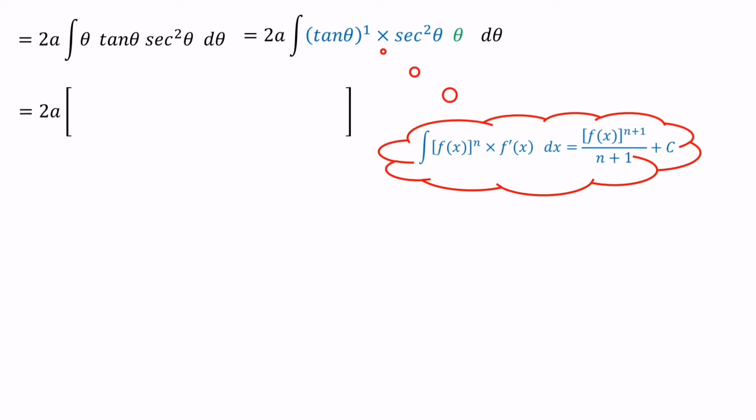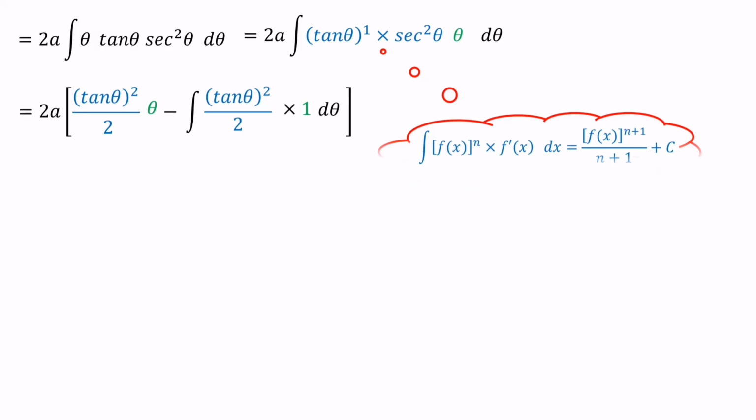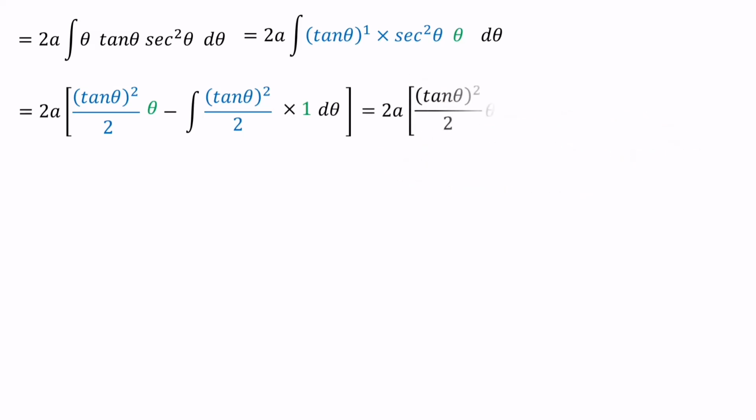Now we can give priority for these terms. Then we can write tan theta whole squared over 2. In here n plus 1 value equals 2. We can write the theta term as it is. Now minus integral tan theta whole squared over 2 into differentiation of theta. Differentiation of theta we can write as 1. So we can write 1 over 2 into integral tan squared theta d theta.